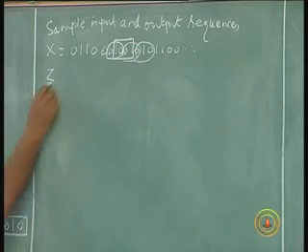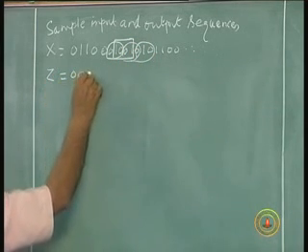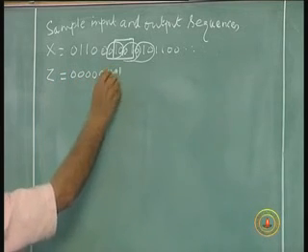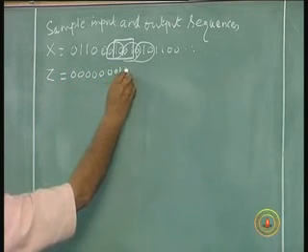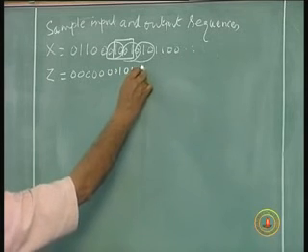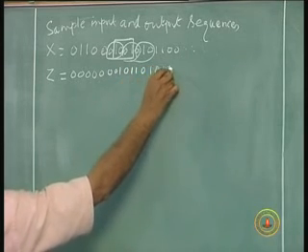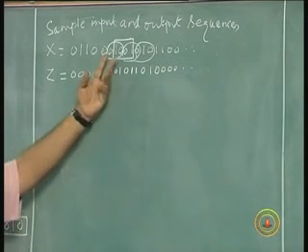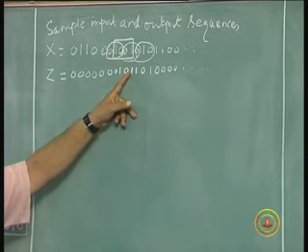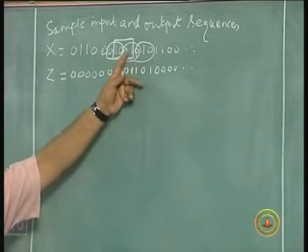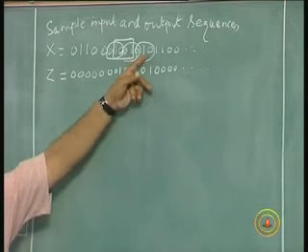So Z should be 0 0 0 0 0 0 0 1 0 1 1 0 1 0. This one is for completion of this 0 1 0. This one is for completion of 1 0 0 1. This one is for completion of 0 1 0. This one is for completion of this 0 1 0.